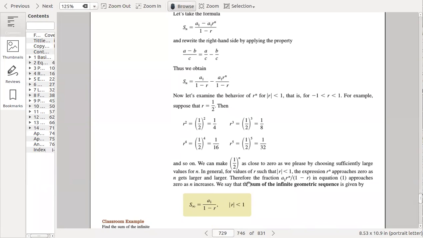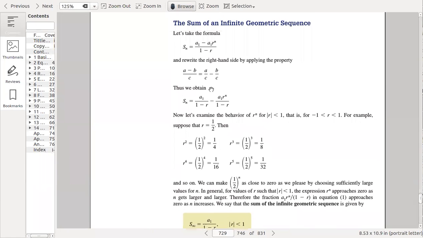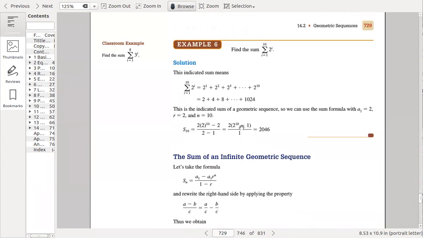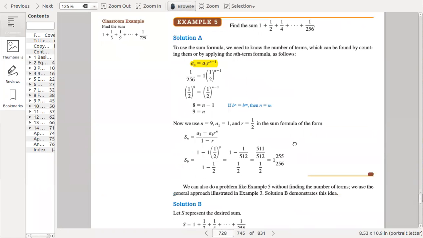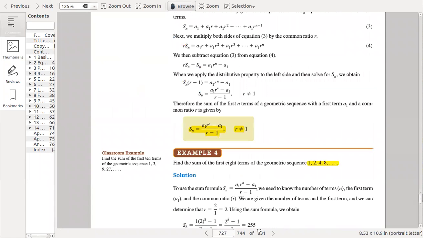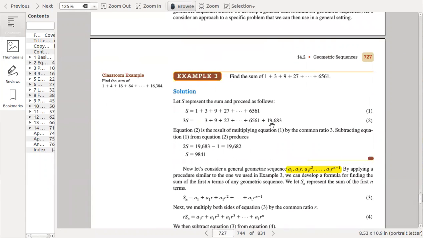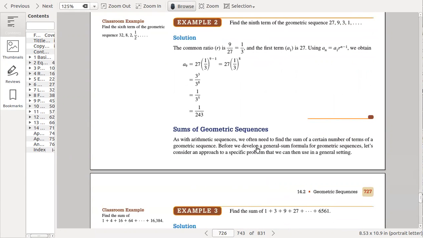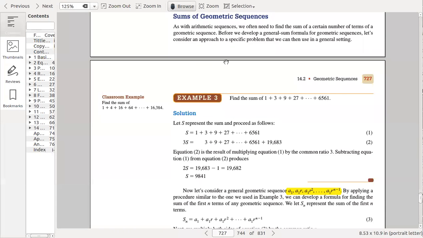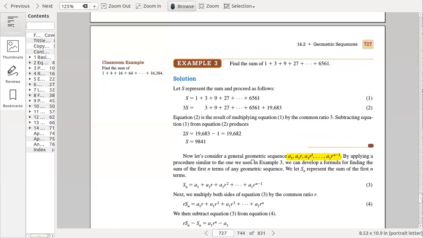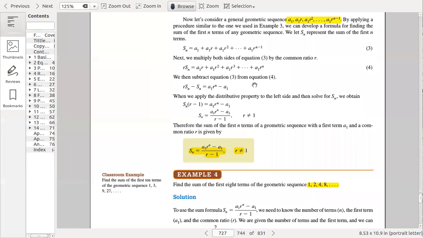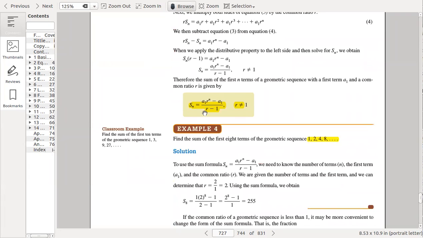So here is the formula, which is the modified form of the sum of the nth term of the geometric sequence. If you remember, we studied the sum of a geometric sequence. If the terms are finite, that is countable, and we know that there are 100 terms, 200 terms, or 50 terms, we will use this formula: Sn is equal to a1 r power n minus a1 over r minus 1, and r is not equal to 1.